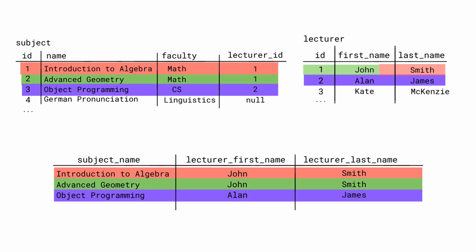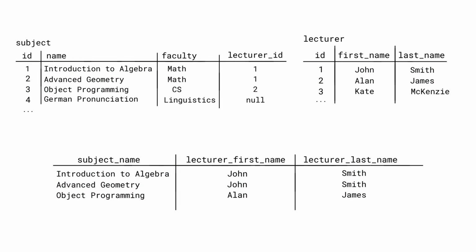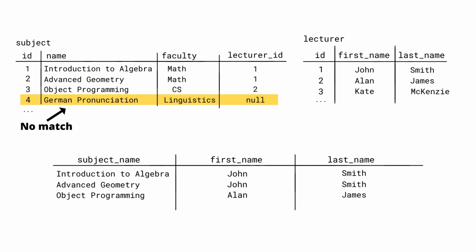You might have noticed that the subject with ID 4 was not shown in the result. That's because it doesn't have a lecturer ID and the database doesn't know how to join it with anything. Similarly, the lecturer with ID 3, Kate McKenzie, isn't shown because she doesn't teach any subject. In such cases, the join will skip any rows from either table that don't have a match.